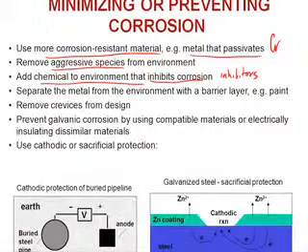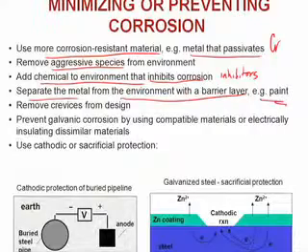Separate the metal with a barrier layer. Paint. This is probably the most common way that we prevent corrosion. We paint things, right? We paint our cars. We paint bridges. The problem is that paints degrade. As I indicated at the beginning, paints degrade. You have to repaint. Remove crevices from the design.